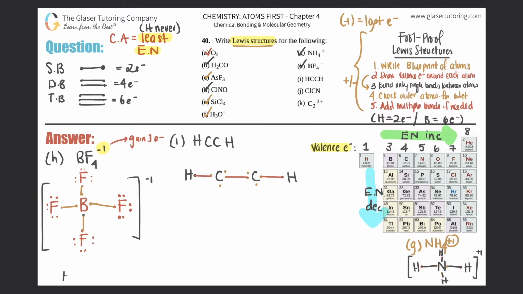So I can't touch the single bond. And this carbon has 2, 4, 5, 6. So that's not good. It wants 8. And the same thing with this carbon. 2, 4, 5, 6. So we're going to make a double bond. And I'll take 1 electron from here, 1 electron from here, and see if that did the work. This carbon now has 2, 4, 6, 7. So we're getting there. This carbon has 2, 4, 6, 7.